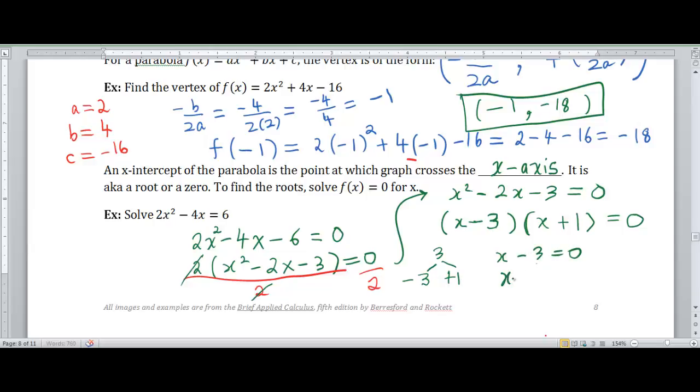Okay, I'll just do this the first time. You don't have to do every single step here. And then you get x equals positive 3. You add 3 to both sides, x equals negative 1. That is my final answer.